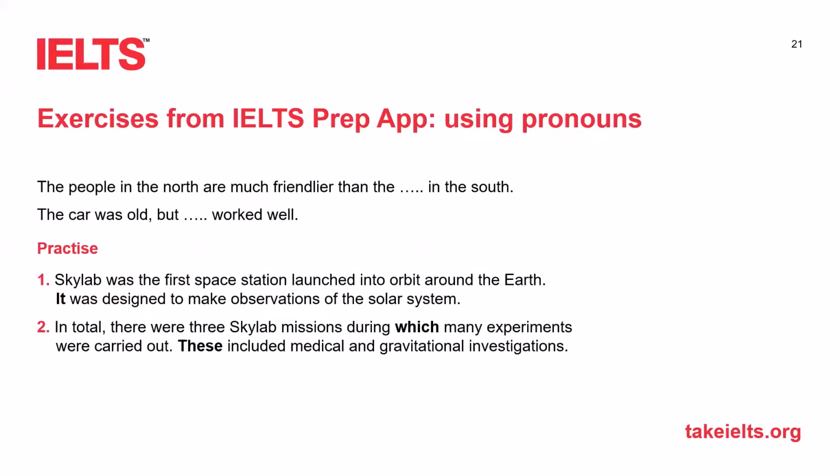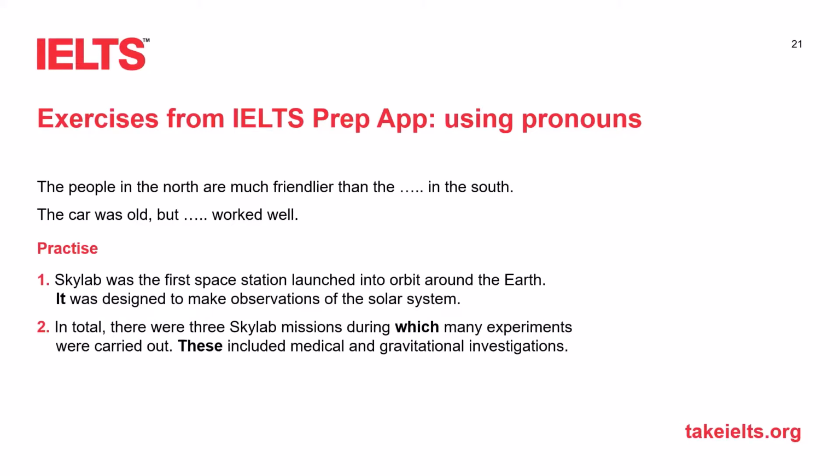Let's have a look at an example exercise from the IELTS Prep app on using pronouns. So there are 2 sentences at the top. The people in the north are much friendlier than the in the south. The car was old, but worked well. So we're looking at using pronouns rather than repeating the noun. I'm just going to give you about 5 seconds to think what the answers are to those. Did you get them? The people in the north are much friendlier than the ones in the south. Ones instead of people. And the car was old, but it worked well. So it instead of repeating the car.